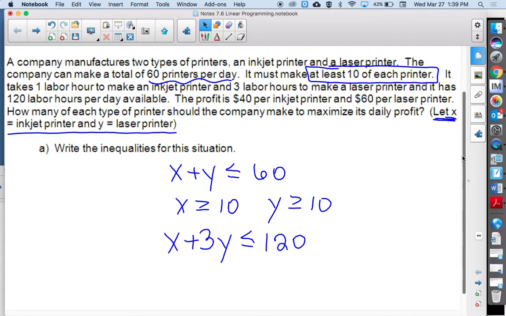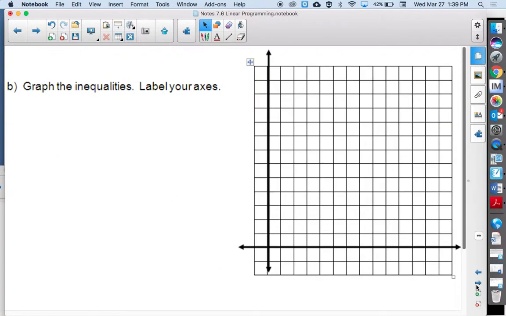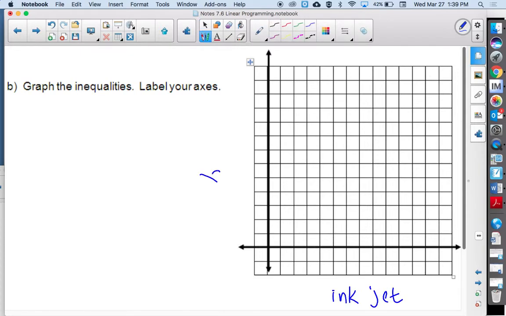So step 1, come up with your inequalities. Step 2 would be to graph them, so we'd have to get them in y equals form. It says that we're supposed to label our axes because this is an application problem. So the x in the problem was inkjet, the y is the laser printer. And then we'll also have to determine what to count by. After you see what your intercepts look like, your y-intercepts, you can determine how you should label your axes. So again, we have x greater than or equal to 10, y greater than or equal to 10.